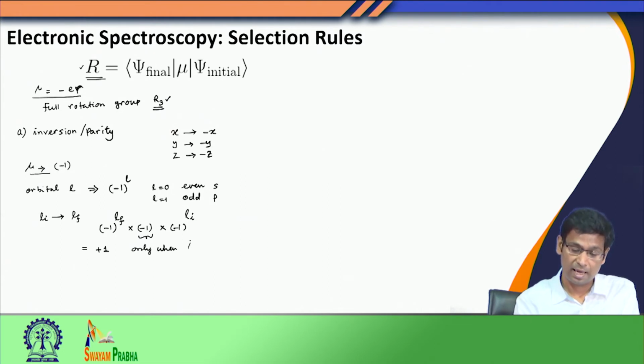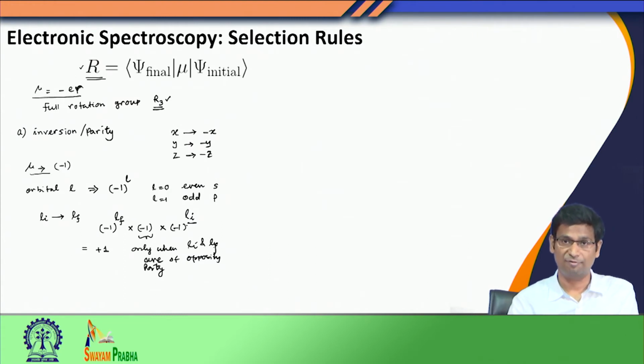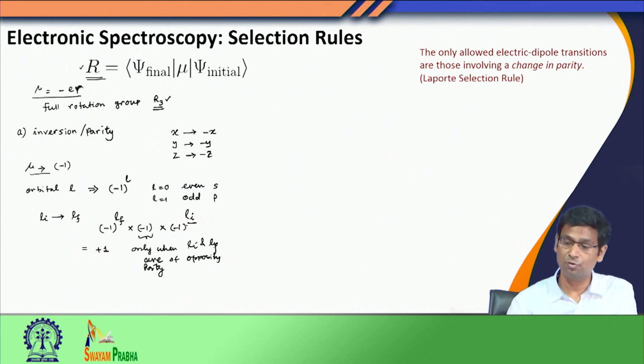Li and Lf are of opposite parity. That means, if Li is an even function, Lf must be odd and vice versa. So, this is the famous Laporte selection rule, which says that the only allowed electric dipole transitions are those which involve a change in parity. So, that means I can go from S to P, but I cannot go from S to D according to this parity selection rule.